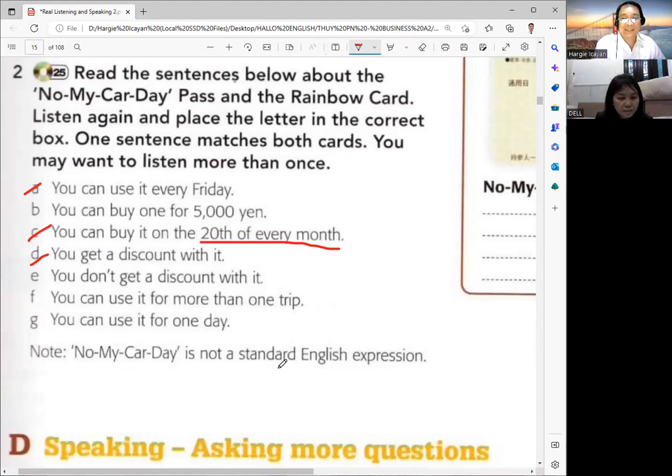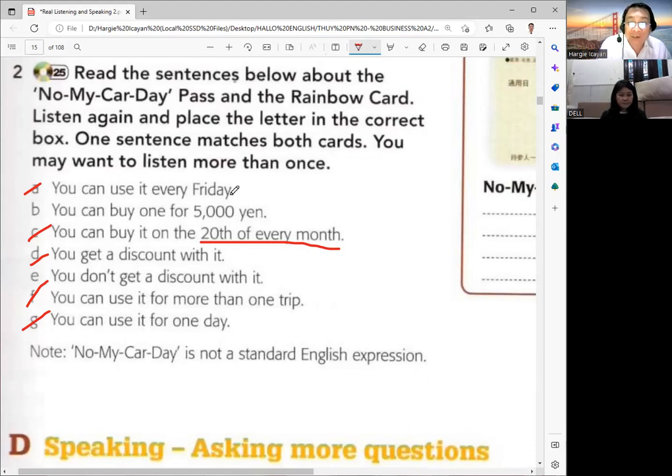And you can use it for one day. You can use it for more than one trip. Okay. And then the last but not the least. Yes, and you can use it for one day. So this one is the feature of the No My Car Pass Day.